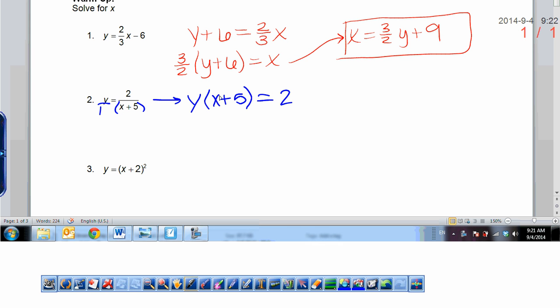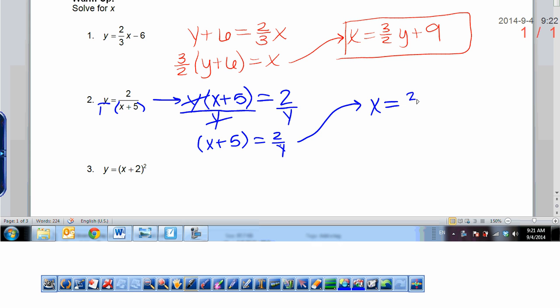Okay, now we're trying to solve for x. So how could I get rid of the y? Divide by y. Yeah. So now I have that x plus 5 is equal to 2 over y. And what is all I have left to do? Subtract 5. So x is equal to 2 over y minus 5. Looks kind of weird, but that's okay. Algebraically, it's correct.